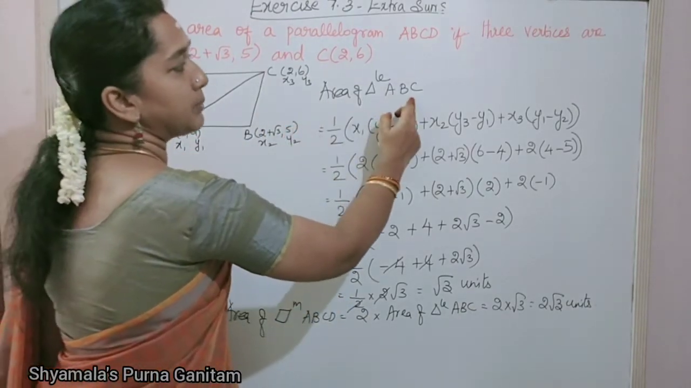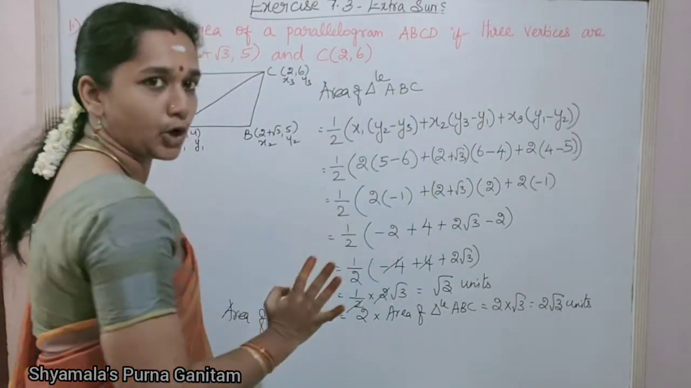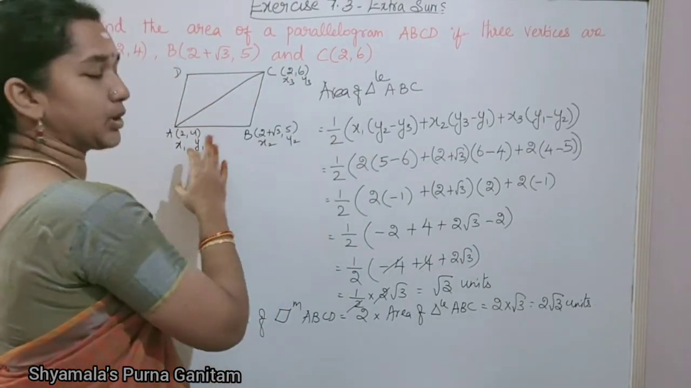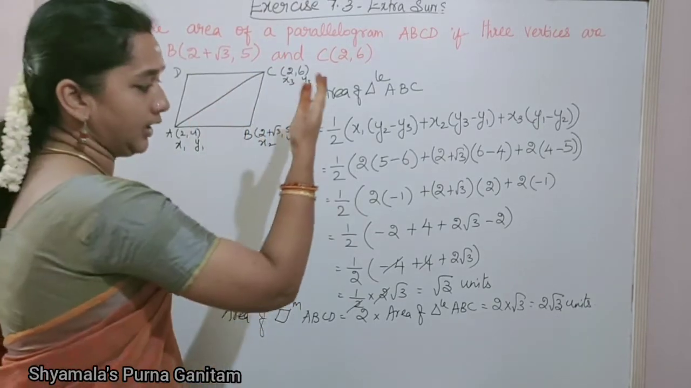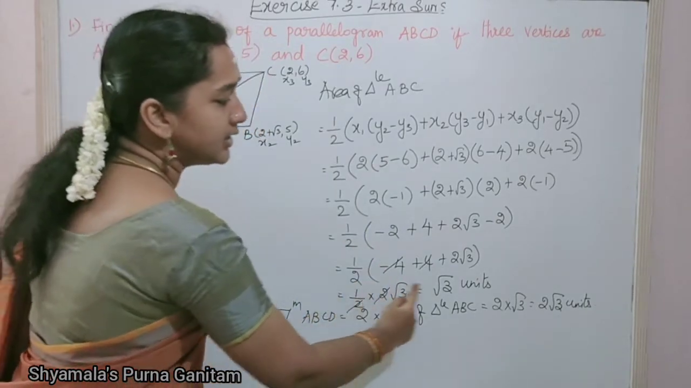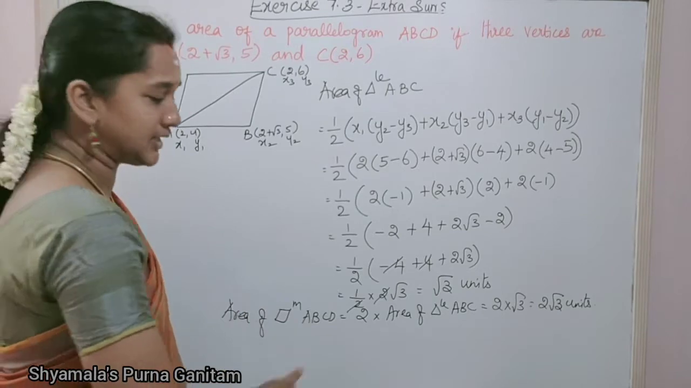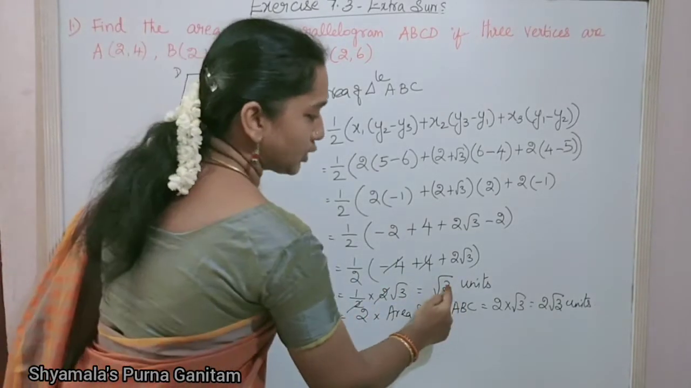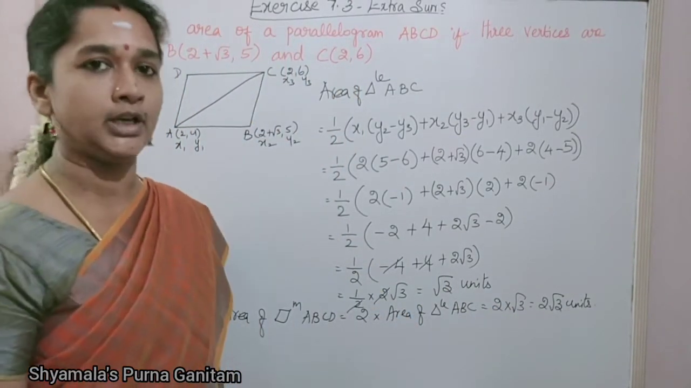So the area of triangle ABC: in this, we are using the area of the triangle formula, with the x1, y1, x2, y2 and x3, y3 values. When we apply these, we will get root 3 units. So area of parallelogram ABCD is equal to, as I told you, 2 times the area of the triangle. We got root 3, so 2 into root 3 is equal to 2 root 3 units.